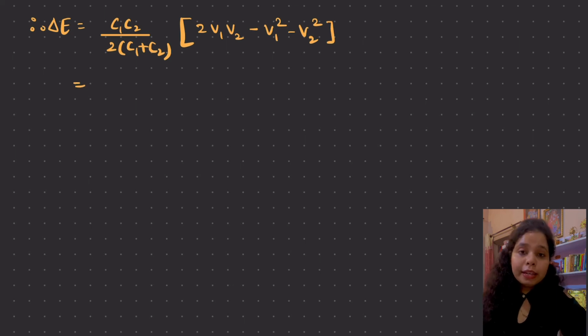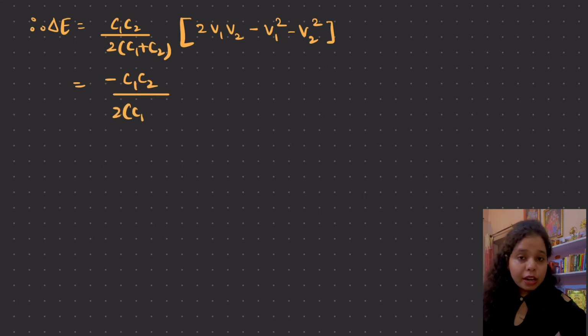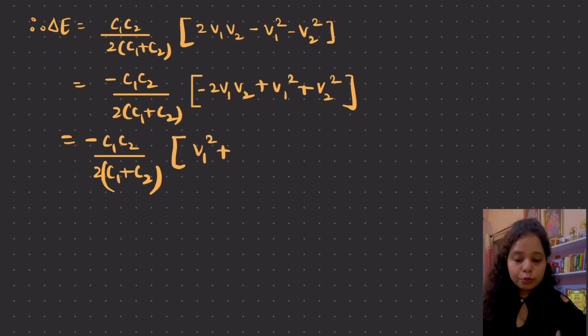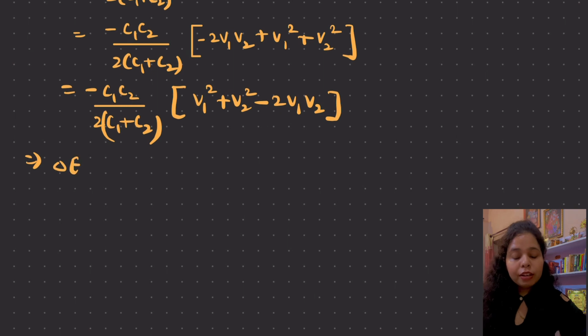Now we will take negative sign out of the bracket, so all the positive terms will become negative and negative terms will become positive inside the bracket. So minus C1 C2 upon 2 (C1 plus C2), therefore plus 2 V1 V2 is changed into minus 2 V1 V2, and minus V1 square is changed into plus V1 square, and minus V2 square is changed into plus V2 square. So similarly rewriting it, we have minus C1 C2 upon 2 (C1 plus C2) multiplied by V1 square plus V2 square minus 2 V1 V2. So on rearranging we have such kind of equation.